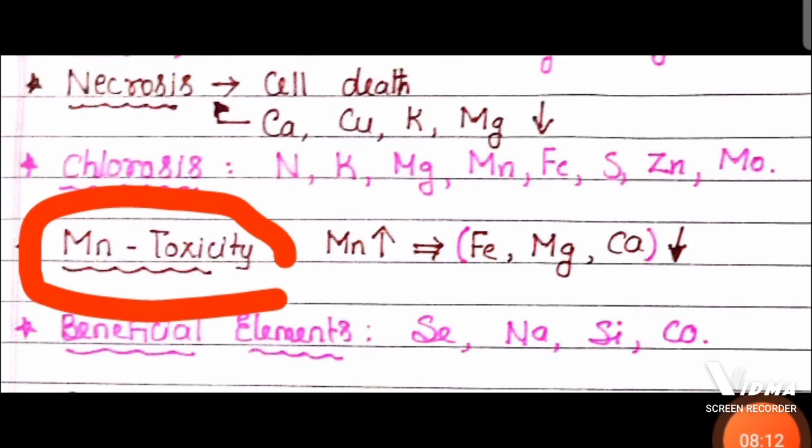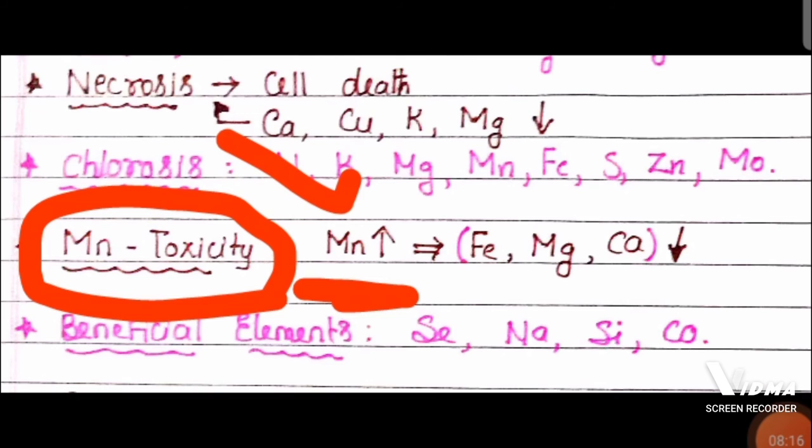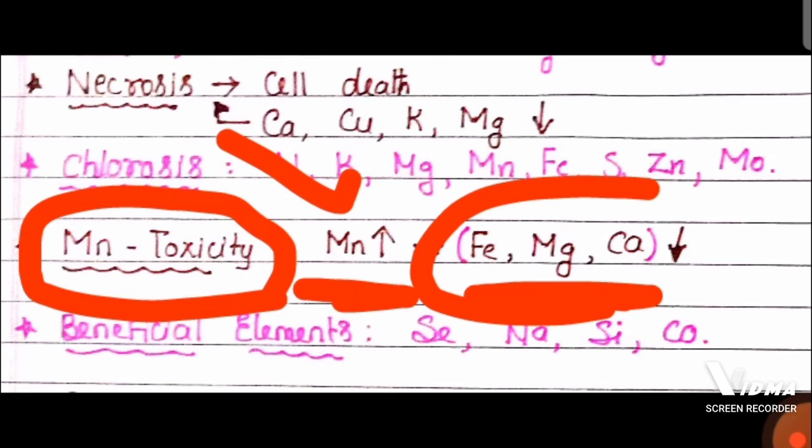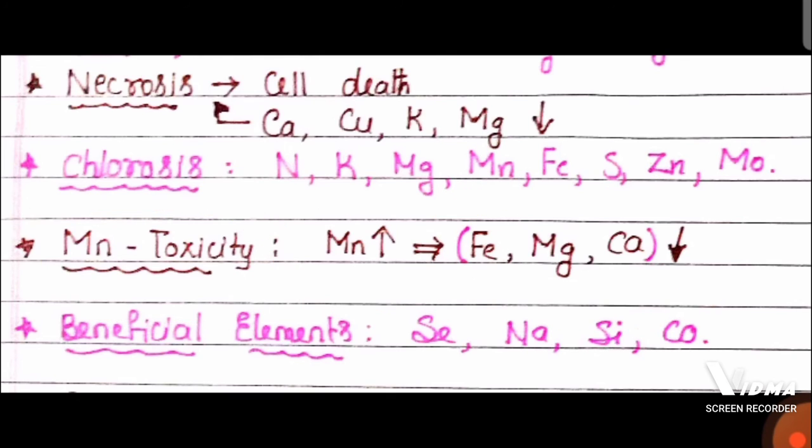Then manganese toxicity. Manganese toxicity means when the concentration of manganese increases, it automatically decreases the level of iron, magnesium, and calcium, which is dangerous to plant cell growth.